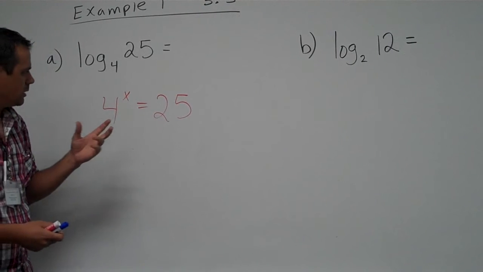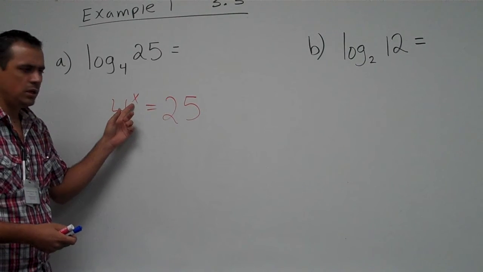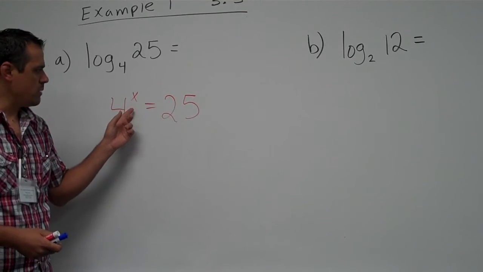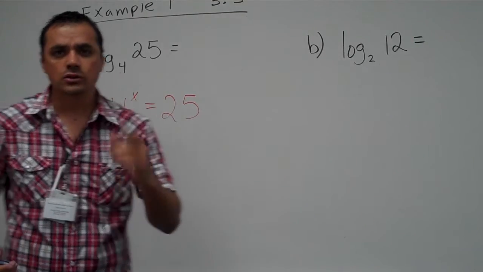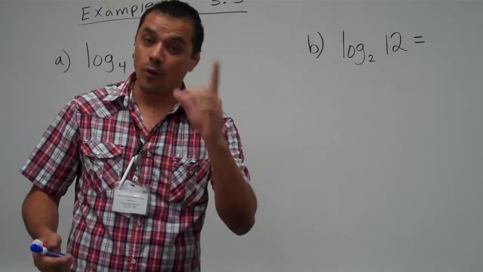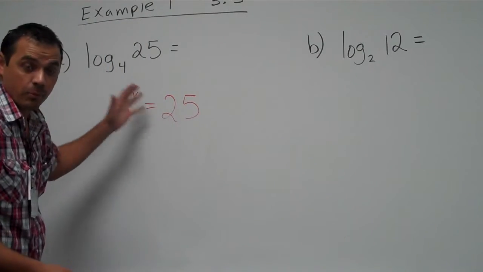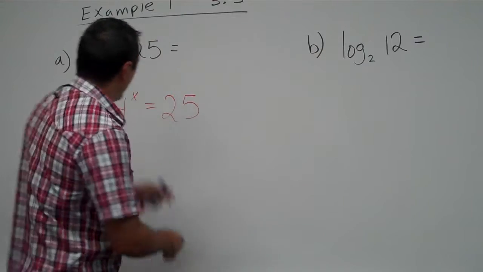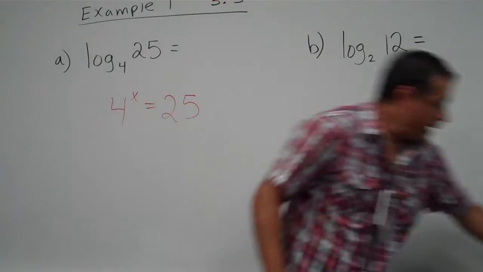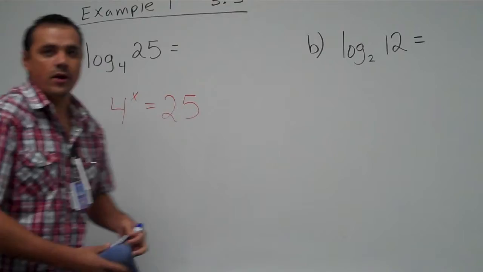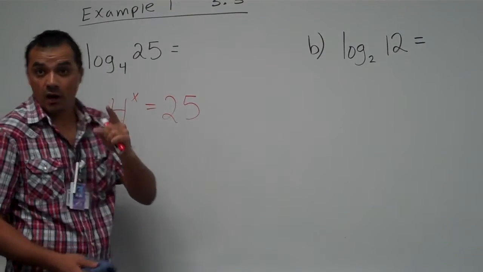4 to some power is 25. And you're thinking, wait a minute. Let's see, 4 squared is 16, 4 to the third... none of those are going to give us 25. So that presents a huge problem. However, don't worry, because there is an easy way to go about doing this type of problem, and you'll see that it's actually very simple. You will need, however, your calculator.